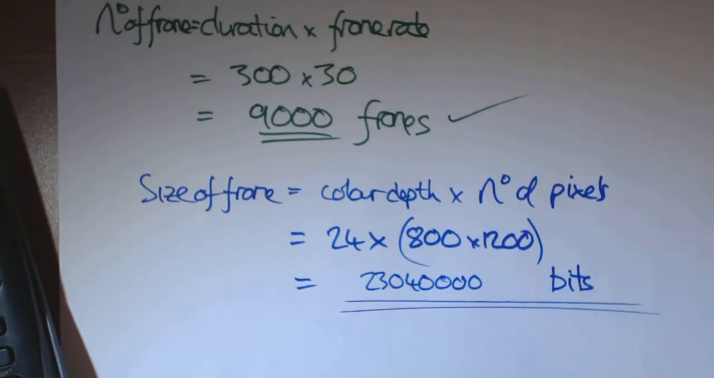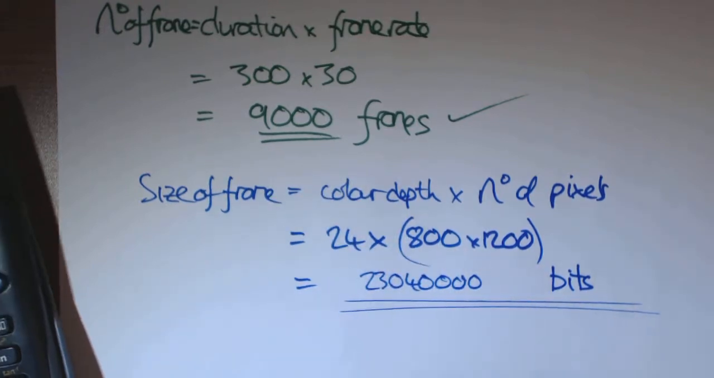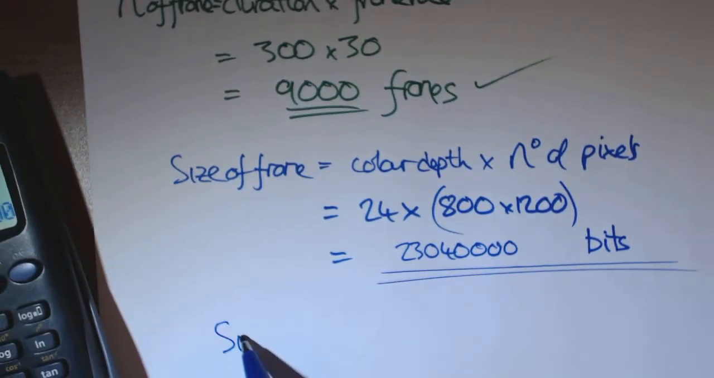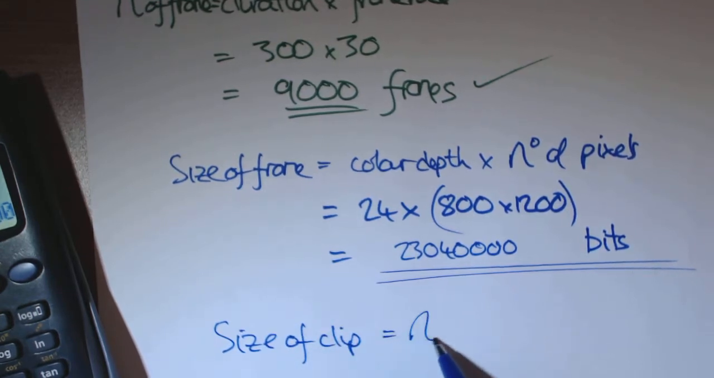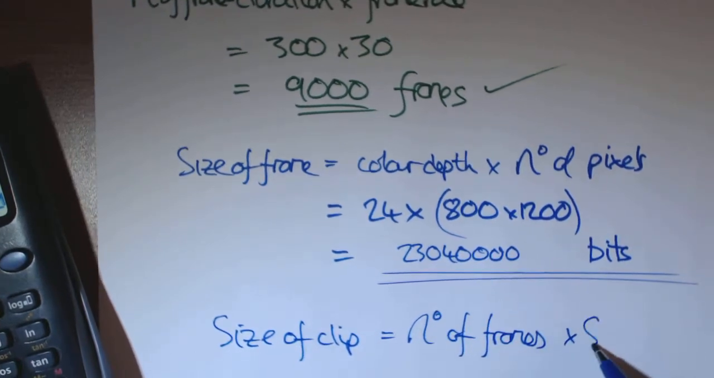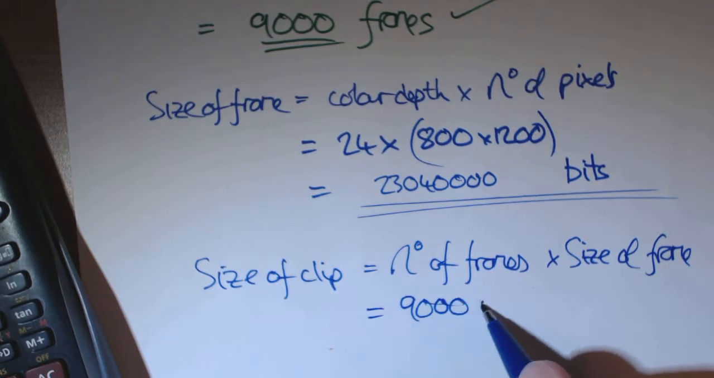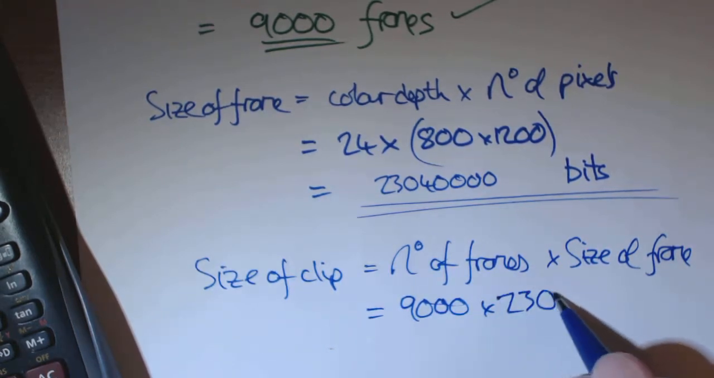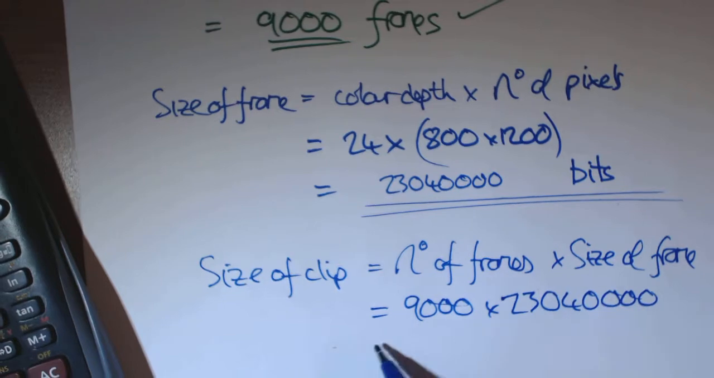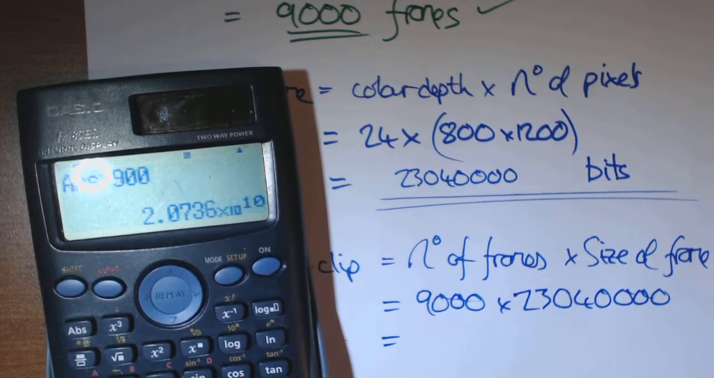If you want to find out the size of the whole clip, you just times it by the number of frames you've got. So I would say size of clip is equal to number of frames times size of frame, and that's where we get 9,000 times that big number, and that'll give you the size in bits. I've still got that number in the calculator, so I'll just times that by 9,000.